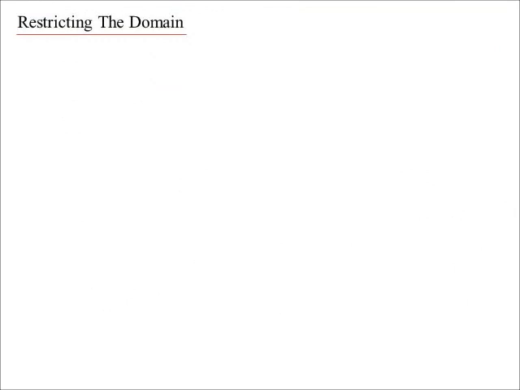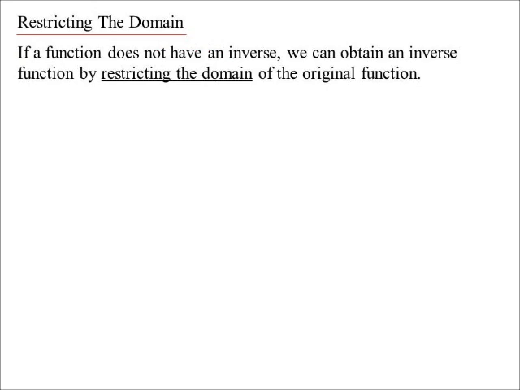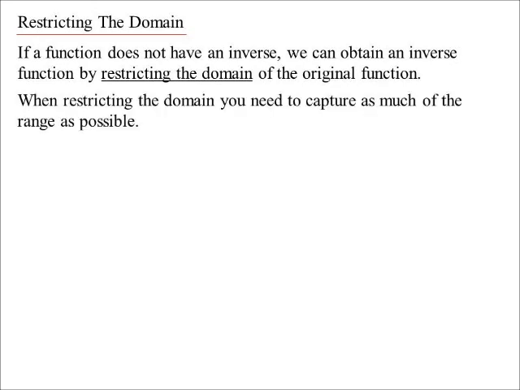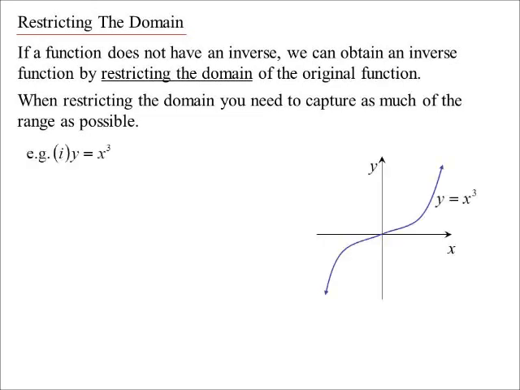Well, as I said, most functions won't have inverses. So in order to create inverses, we have to restrict the domain. And then we say, well, over this domain, it will have an inverse. You want to try and capture as much of the range as you possibly can when you restrict the domain. So you want to get a good piece of the curve. So y = x cubed isn't going to be a problem because we know it has an inverse.